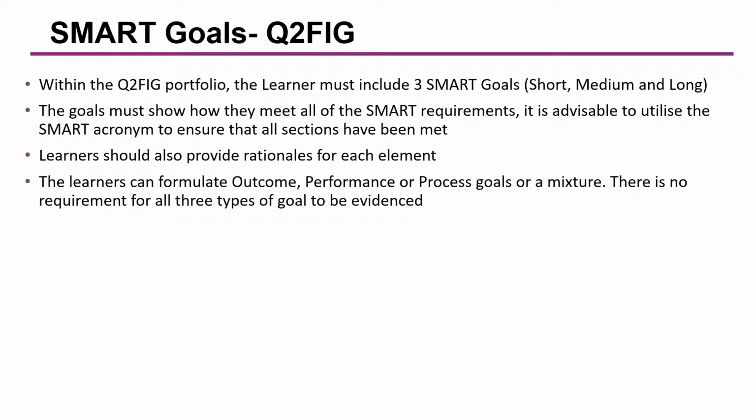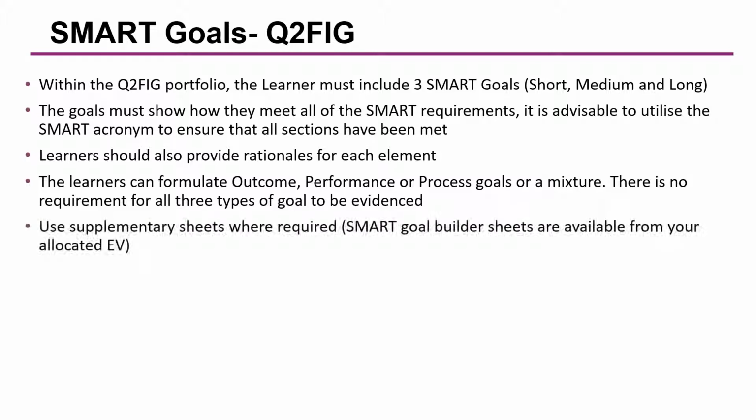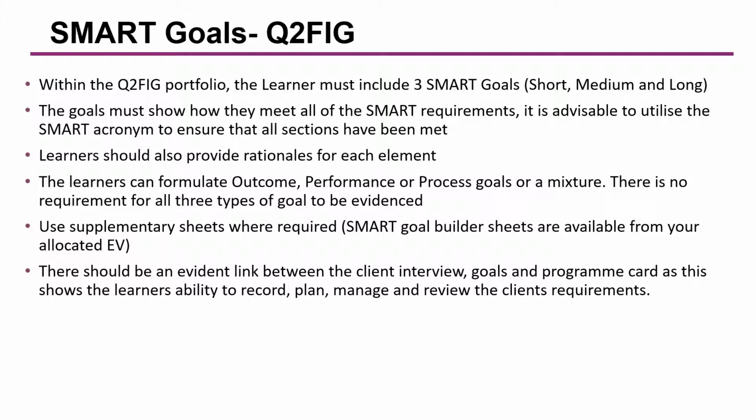The learners can formulate outcome, performance or process goals or a mixture of them all, but there is no requirement for all 3 types of goals to be evidenced. Use supplementary sheets where required. SMART Goal Builder sheets are available from your allocated EV. And there should be an evident link between the client's interview, goals and programme card, as this shows the learner's ability to record, plan, manage and review the client's requirements.